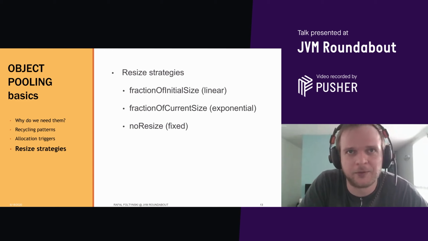Also, you can decide to not resize at all, where at the point where there are no objects in the pool, it forces the user, the potential borrower, to wait until another object is available. This approach is common when you have some memory restrictions, or you just would like to not create more objects than you specified initially.